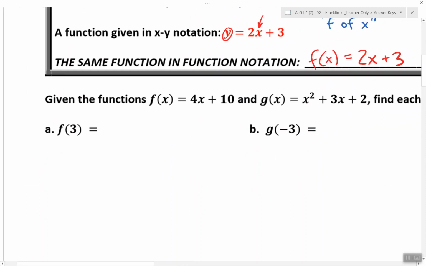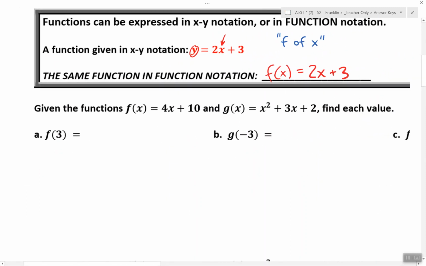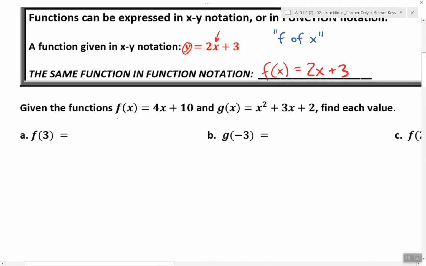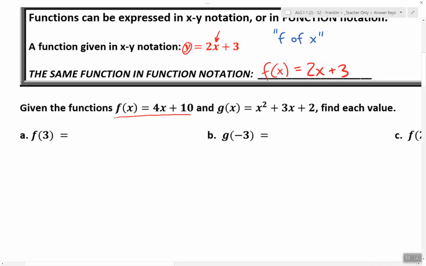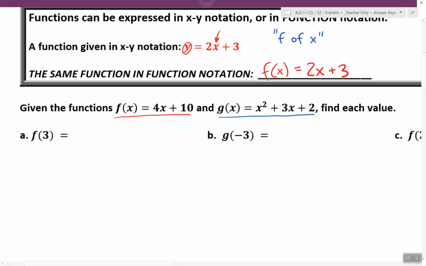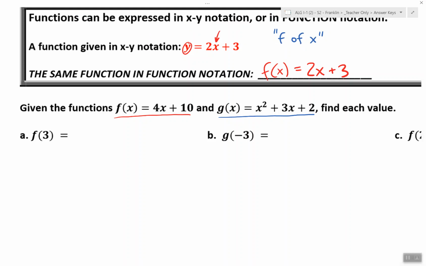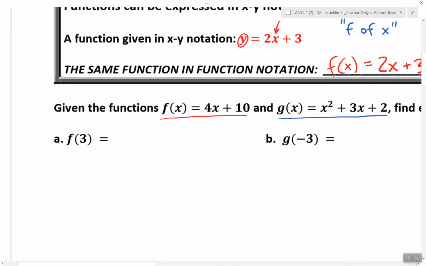Example A. We are given the functions f of x equals 4x plus 10 and g of x equals x squared plus 3x plus 2. Find each value. So we're given two functions, f and g. The first example just uses the f function.